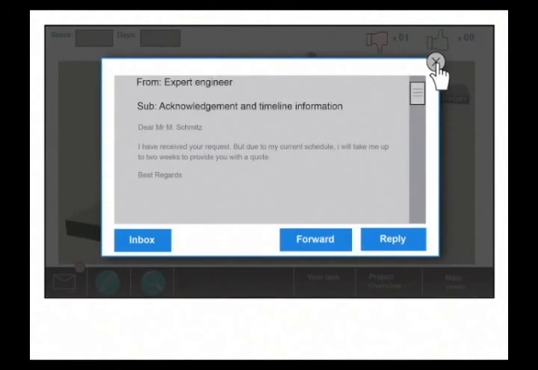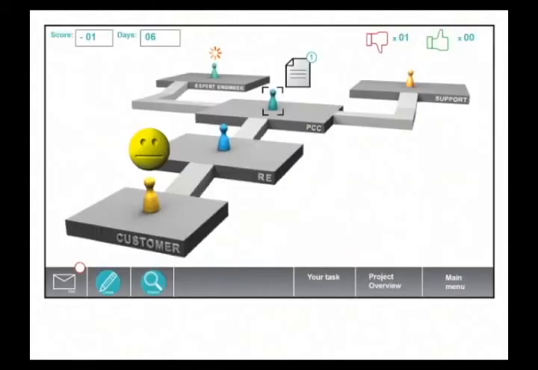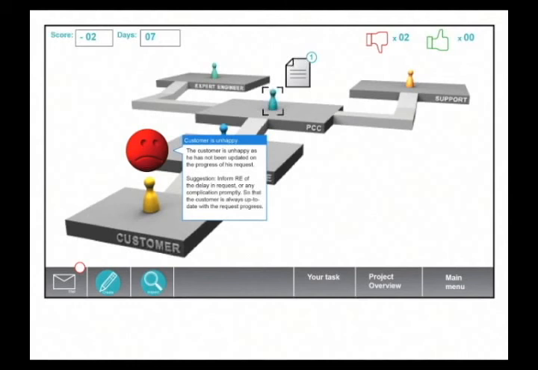The expert engineer replies back to the PCC player with a time estimate. The gameplay goes on whilst the player is busy with other tasks. And he forgets to notify the regional entity of the time estimate received from the expert engineer. The customer is kept waiting for a longer period without any progress updates, and the PCC player gets another negative point and an unhappy customer.